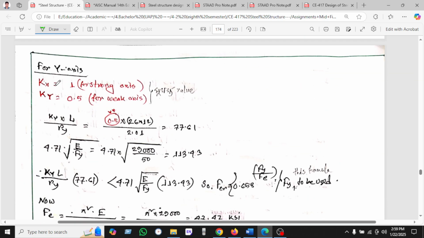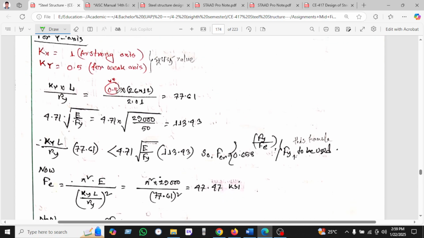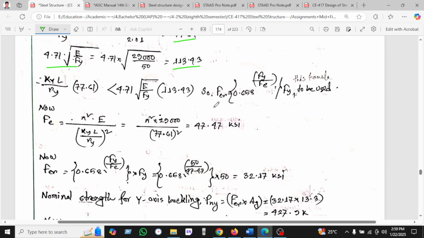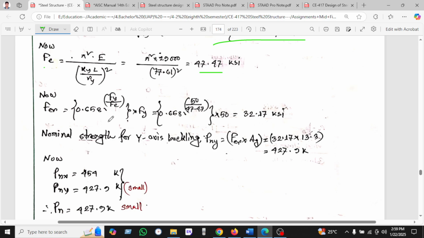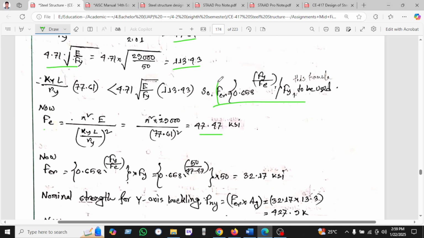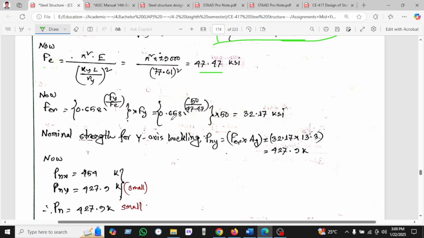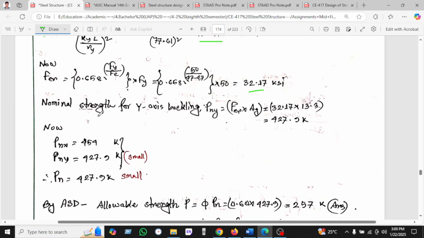For the y-axis, we know kx is 1 for strong and ky is 0.5 for the weak axis, so we use ky equal to 0.5 and find this value, 77.6. Using this formula we found 113, which is less than this value, so we will use this formula and find Fe equal to 47. If it is less than, then we change this formula, but the condition is satisfied. And Fcr we find with this formula as 32.17, and the nominal strength for the y-axis is 427.9.